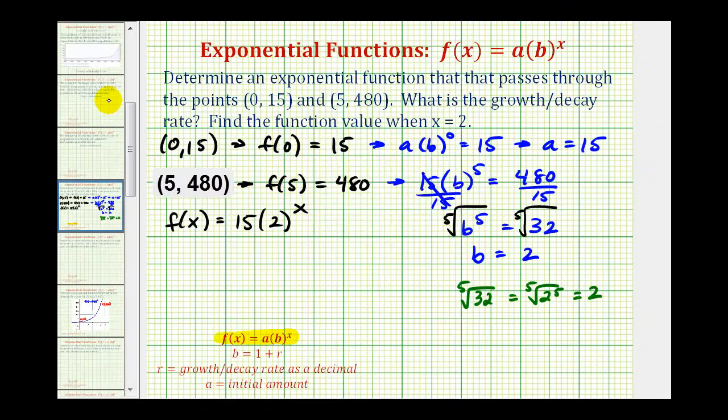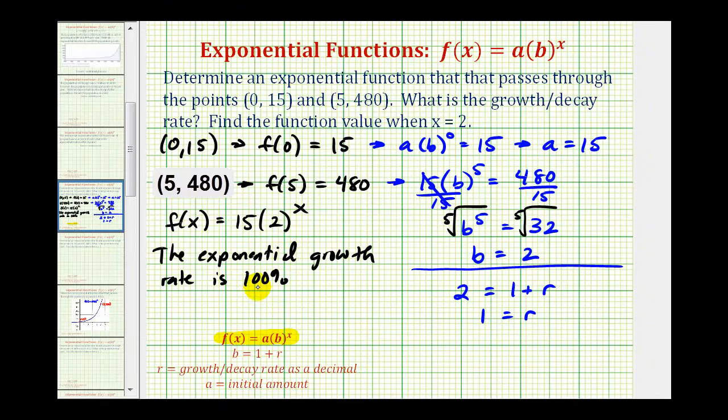But now we still want to find the exponential growth or decay rate and also the function value at x equals 2. We can determine the exponential growth rate since the base b is equal to 1 plus r, where r is our exponential growth or decay rate expressed as a decimal. Since the base is 2, we know that 2 must equal 1 plus r. Subtracting 1 on both sides, r is equal to positive 1. Well, 1 expressed as a percentage would be 100%, which means the exponential growth rate is 100%.